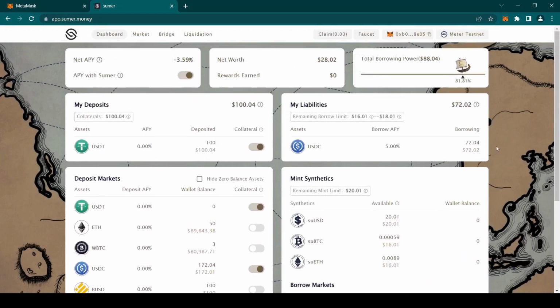The borrow APY for USDC is 5% versus the deposit APY of 0.1% for USDT. This means the user has a negative APY and would pay interest over and above his interest earned through deposit. The net worth has also reduced by the factor of liabilities.